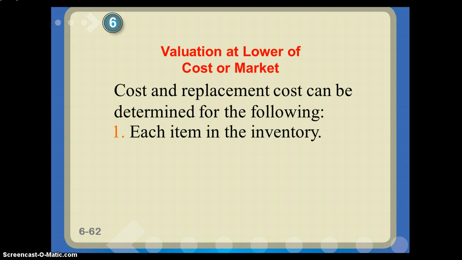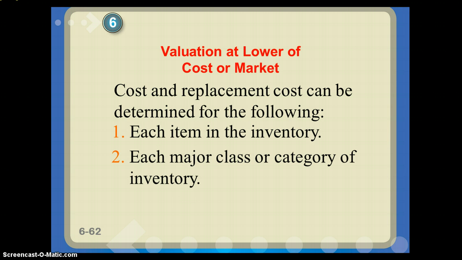You can do it for each item in the inventory, or you can do it for classes of items or categories of inventory. So each item, number one, would be like we're looking at our item XR14, item NW74. You can do it for each item, or we can do it for all of our clothing items, pick a category as a whole, or you can take just all of your inventory. Even if you have all kinds of different types of items, you can determine that using your entire inventory.